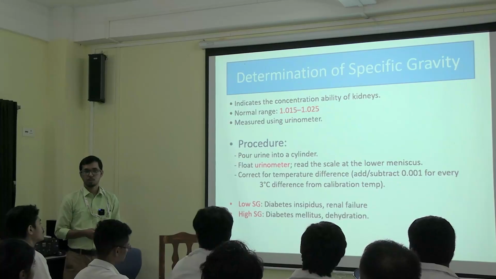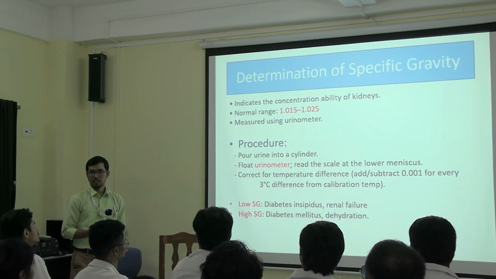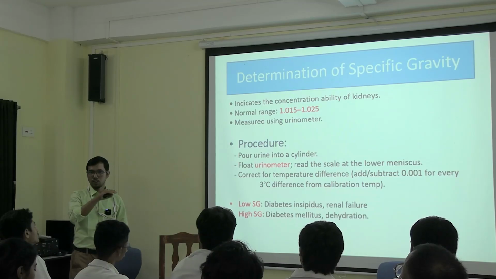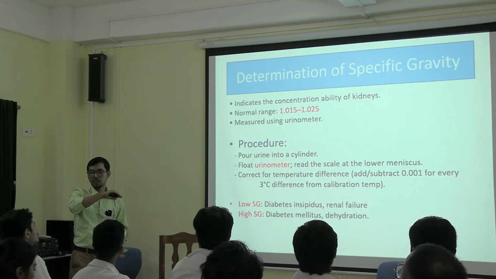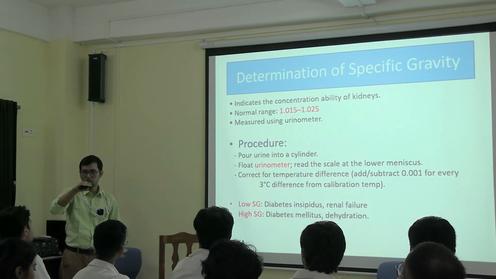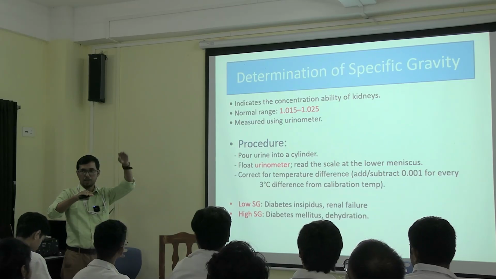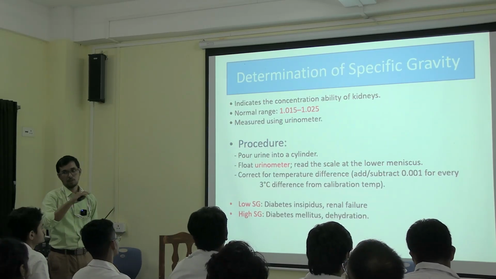Meniscus, anyone? Have you heard of surface tension? When we pour liquid in a glass beaker or anywhere, due to surface tension it won't produce a smooth surface. It will be curved like this, or in some cases like this. When it is curved like this, it is called the lower meniscus, and the upper part is the upper meniscus. Here we use the lower meniscus for correct estimation.